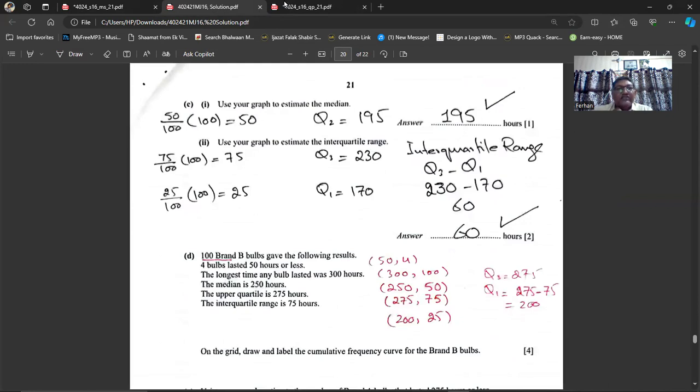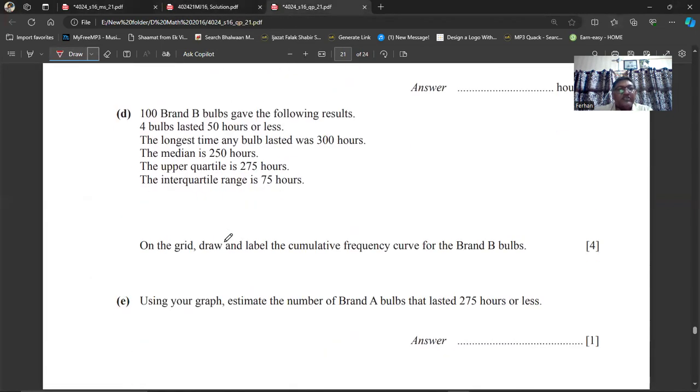Now the next question they are asking is part B of question number 10. He says 100 brand B bulbs gave the following results. 4 bulbs lasted 50 hours or less. The longest time any bulb lasted was 300 hours. The median is 250 hours. The upper quartile is 275 hours. And the interquartile range is 75 hours. On the grid, draw and label the cumulative frequency curve for the brand B bulbs.